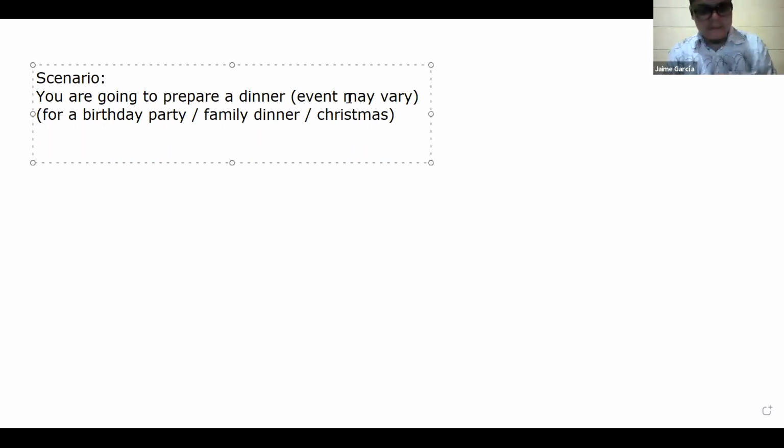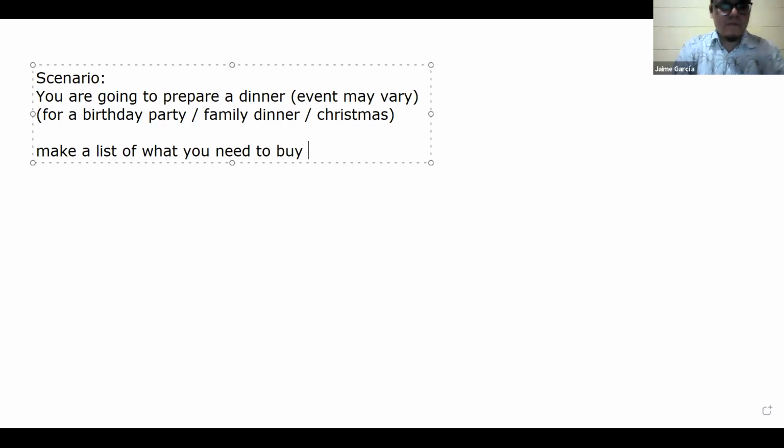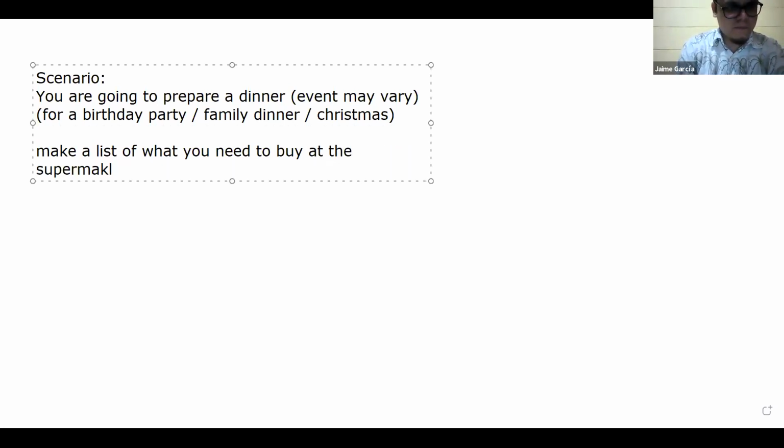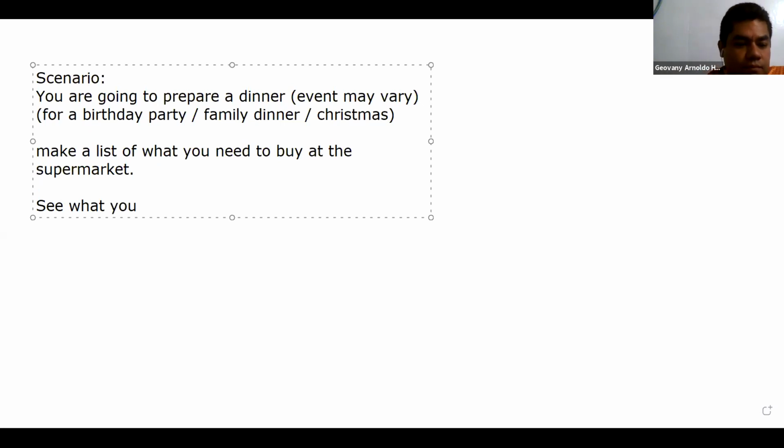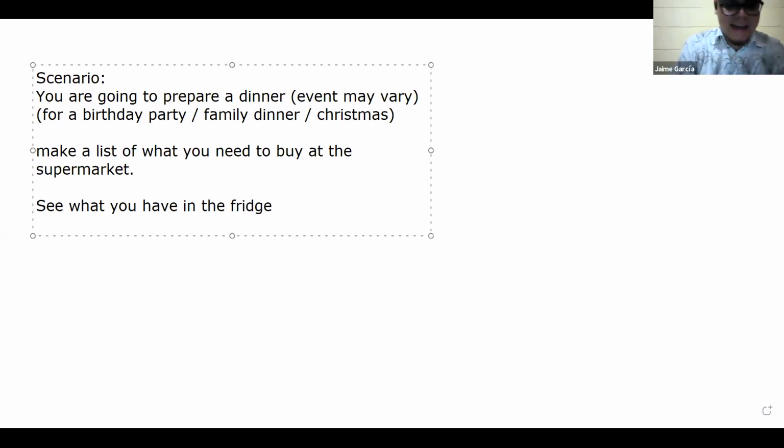And the conversation is this. You are going to make a list of what you need to buy at the supermarket. So see what you have in the fridge, and talk about what you need to buy.